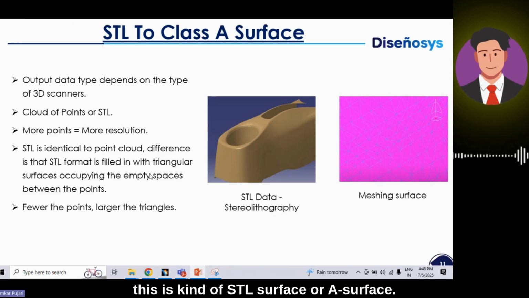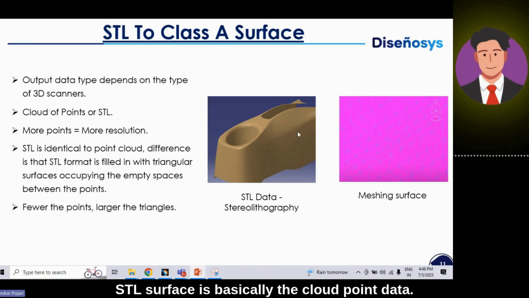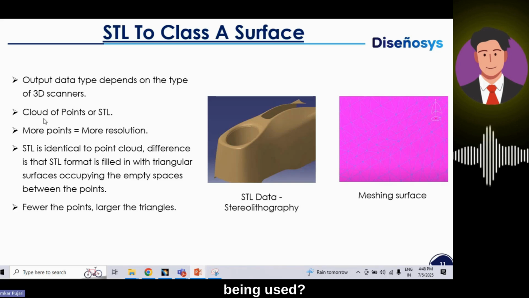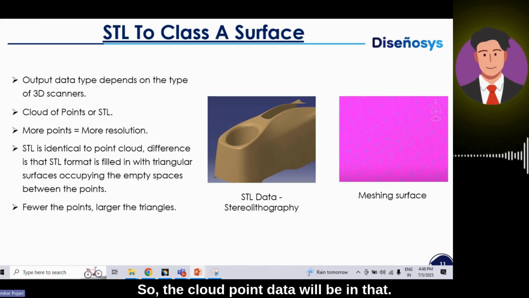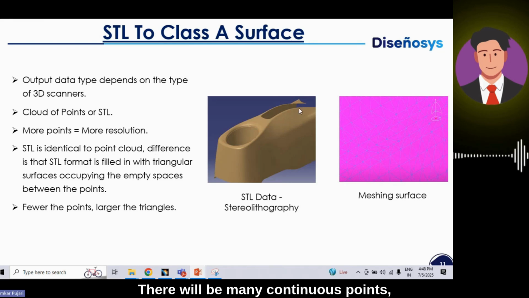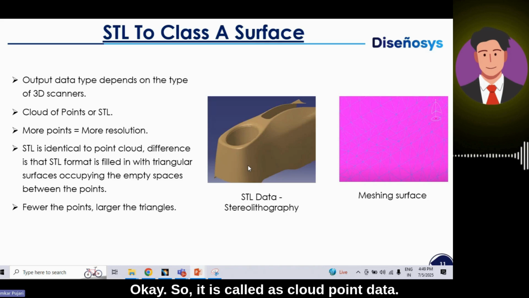See, this is a kind of STL surface or A surface. From the STL surface, the A surface is made. The STL surface is basically the point cloud data. From the STL surface, the output data depends on the type of 3D scanner being used. So the point cloud data will be in that. What is point cloud data? There will be many continuous points from here till here. There will be lakhs of points, and all those points will look like a cloud to you. So it is called point cloud data.